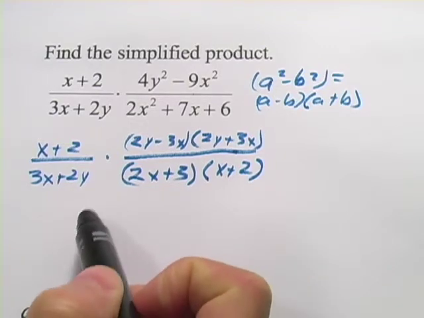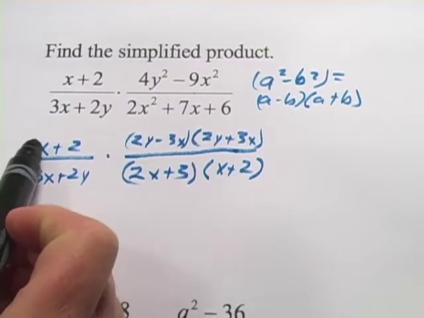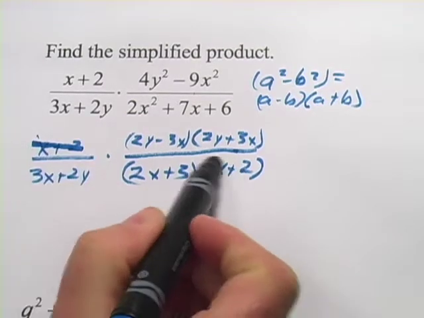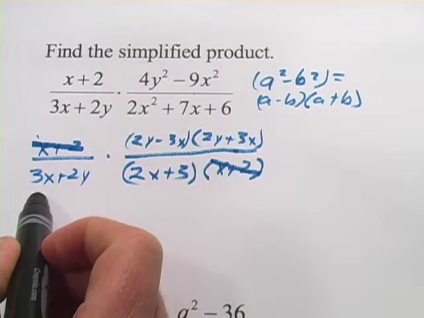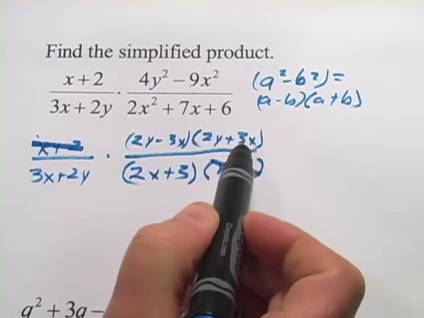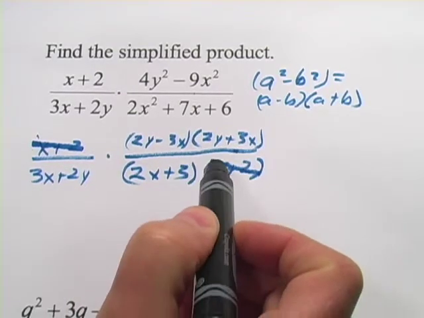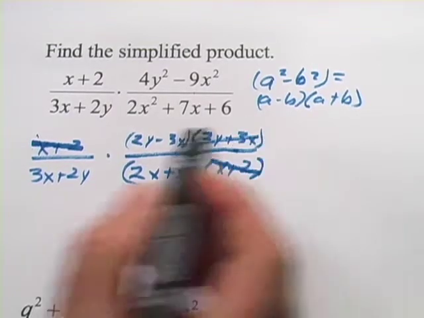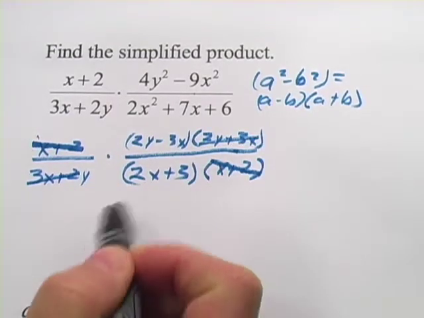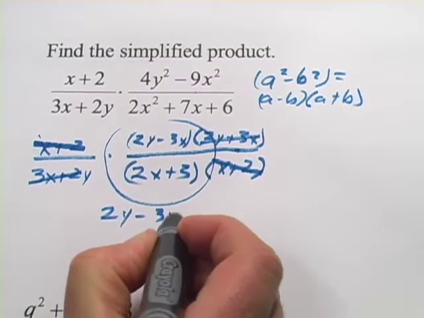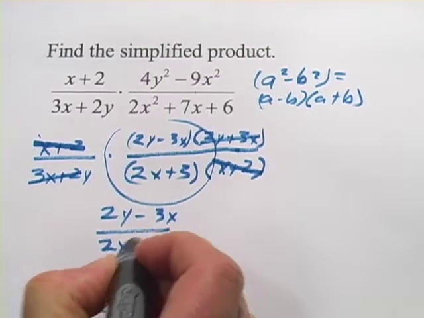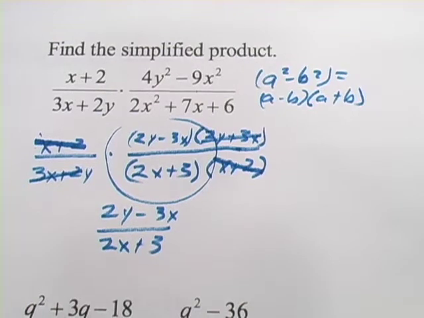And now let's see what we can cancel out. I notice I've got an x plus 2 up here and one down here. I've got a 3x plus 2y, here I've got a 2y plus 3x, but you should know that's the same thing. You can put those in any order. So those two would cancel. And what we end up with is this expression right here, 2y minus 3x over 2x plus 3. Much simpler than what we started with.